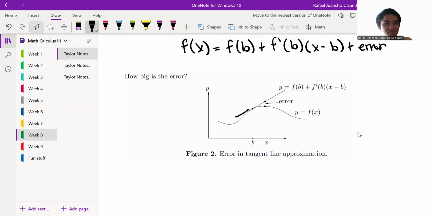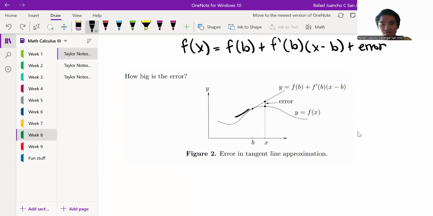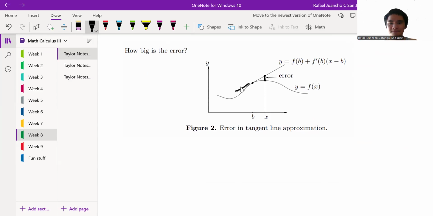I meant to do it in blue, but oh well. So the tangent line, and then the error is here, if we were to do it at some x. But at b, it's the exact same value. At b, right?